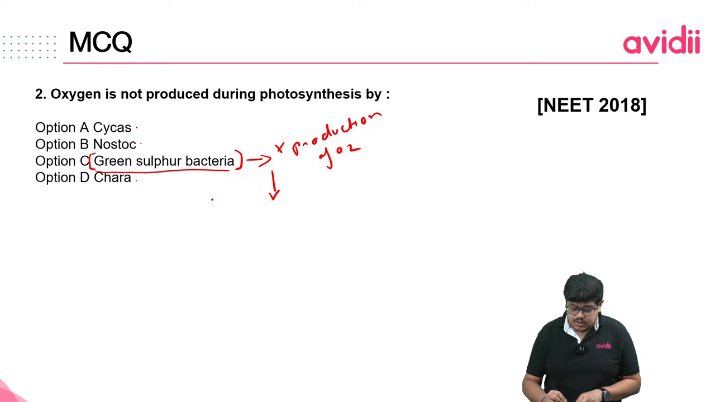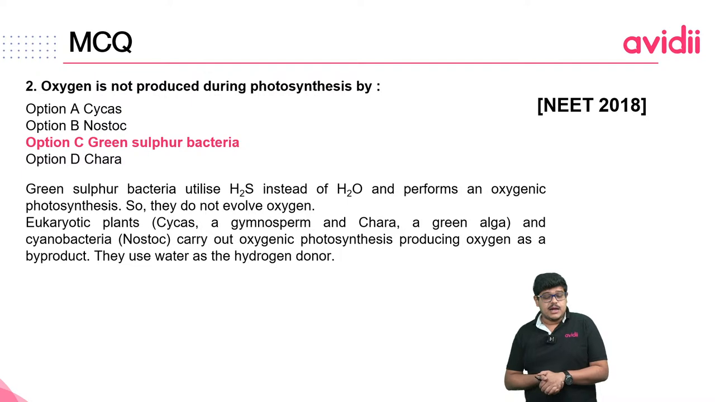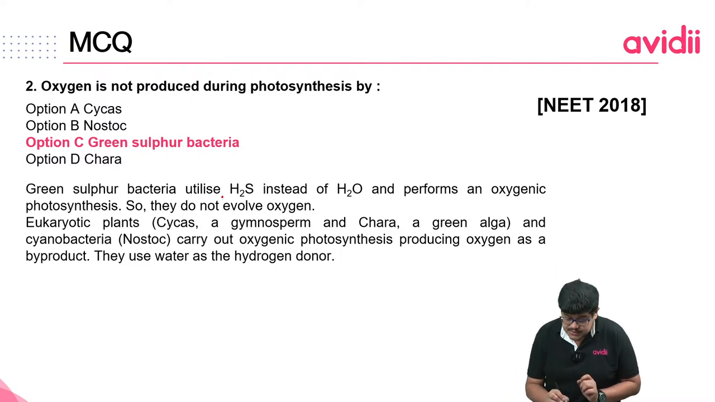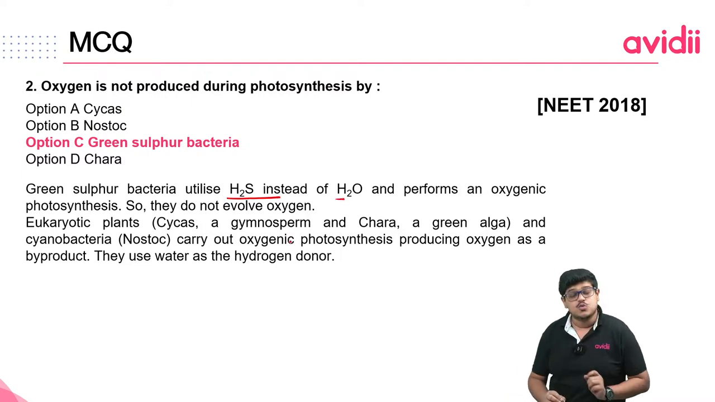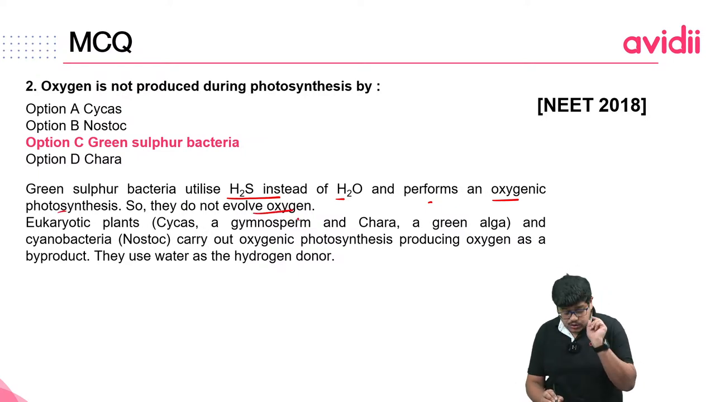Because they are not using the hydrogen donor of H2O, but they are using the hydrogen as a donor from your H2S. Thereby the product that will be formed can be your sulfate, sulfur. Okay, let's see. So green sulfur bacteria utilizes the hydrogen sulfide or H2S instead of H2O and performs anoxygenic photosynthesis, so they do not evolve the oxygen.